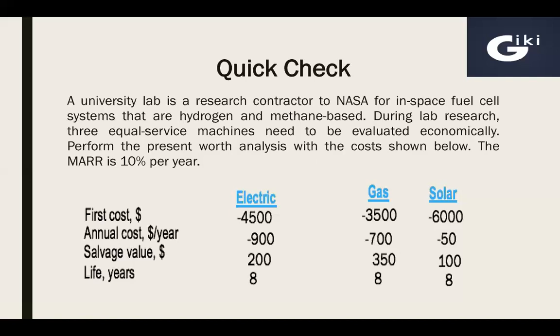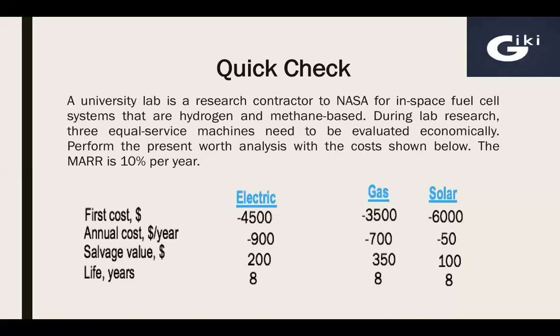So if we focus on the information, we can establish the fact that these are equal service projects or equal life projects. If you focus on the second sentence, during lab research, 3 equal service machines need to be evaluated economically, equal service means they have equal life. And our minimum attractive rate of return is 10% per year, and we are given the first cost or initial investment, annual cost or operating expenditures per year, salvage value, and life in terms of years.